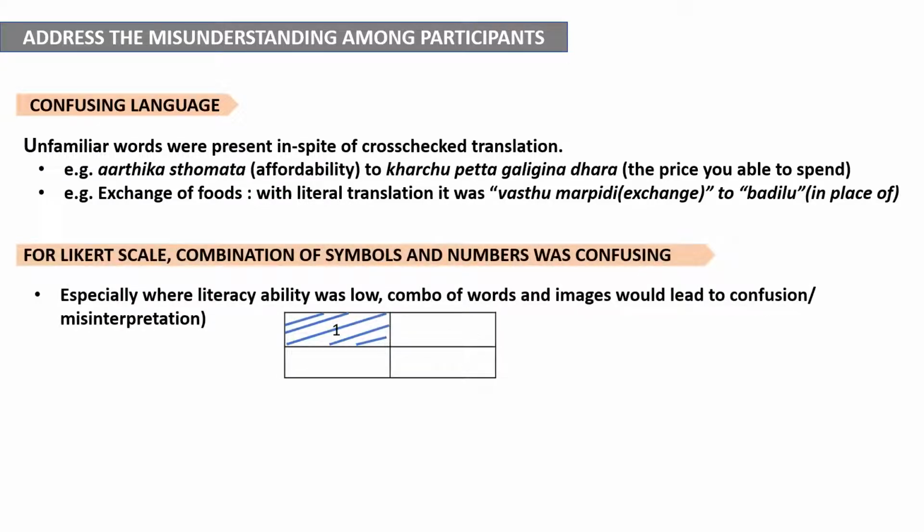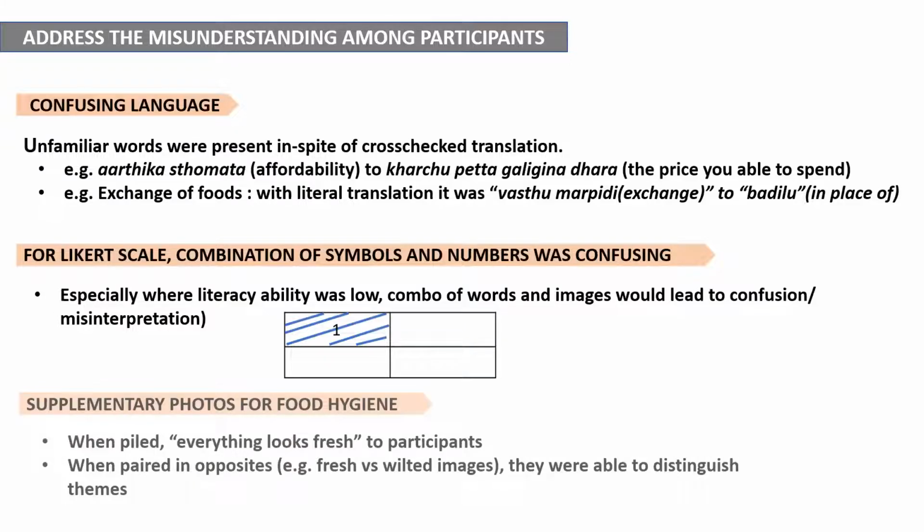And the Likert scale, the numbers and symbols were confusing them, and it was distracting the participants from the concept of the Likert scale. And the supplementary photos from food hygiene, the usual pattern is to pile the photos and ask the participants to pick the photos that were relevant for their conditions. We also followed a similar pattern, but we found that participants were not getting the concept or the themes clearly. So initially they said everything looks fresh, which was not what we expected.